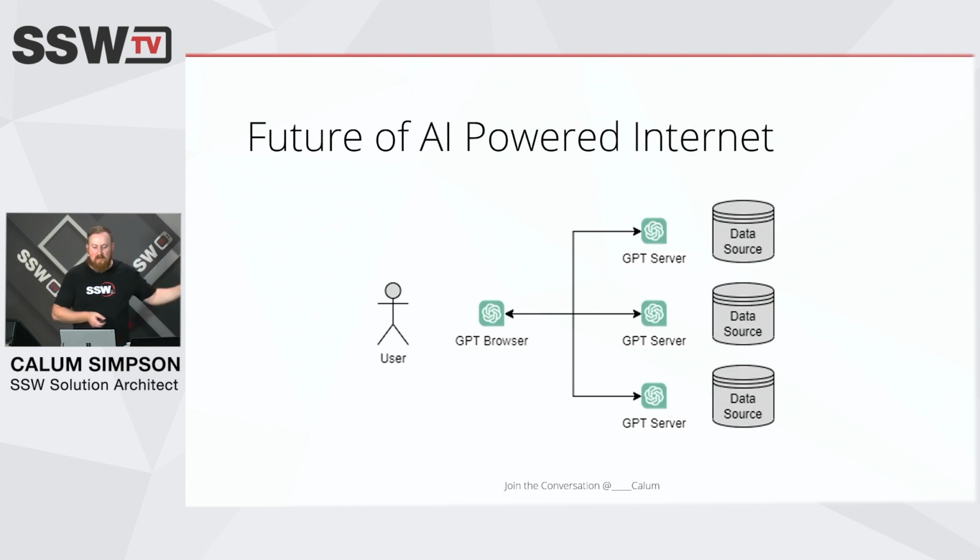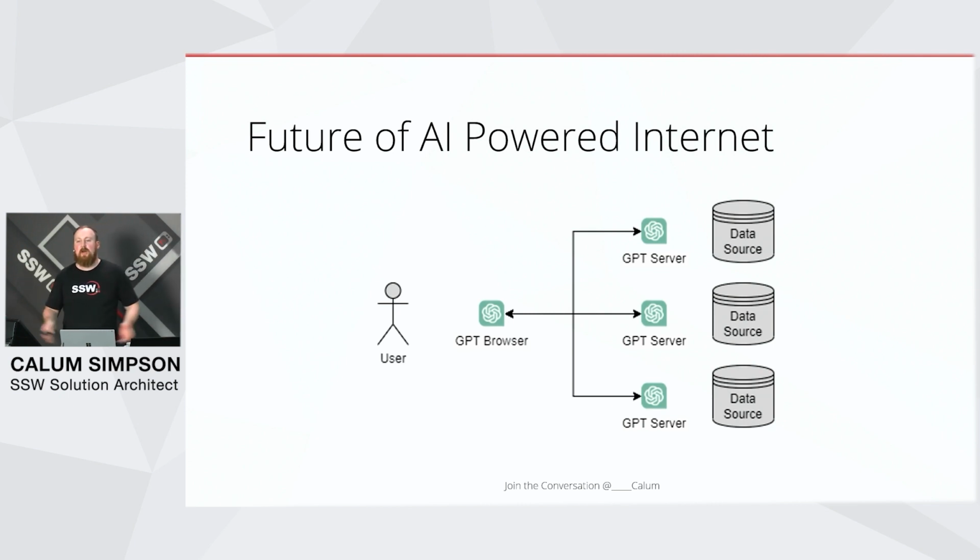So we've got a user with a GPT browser. We've got a bunch of GPT servers. Now, it might not be GPT, by the way. It might be some other language model of the future as well. But I'm just saying GPT because that's what we're using now. The most important thing in this scenario is the data source, right? So the data is the one thing that GPT can't help with. It can't make up random data. Otherwise, there's no point in trying to browse it because it's not real. So the data is the important thing.